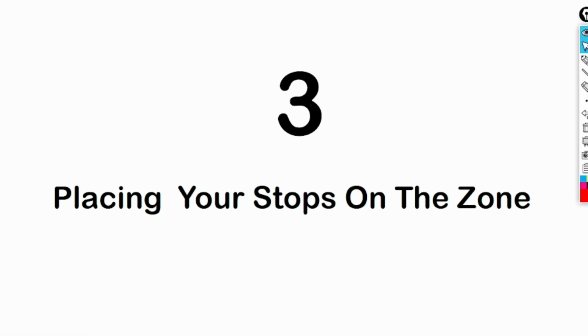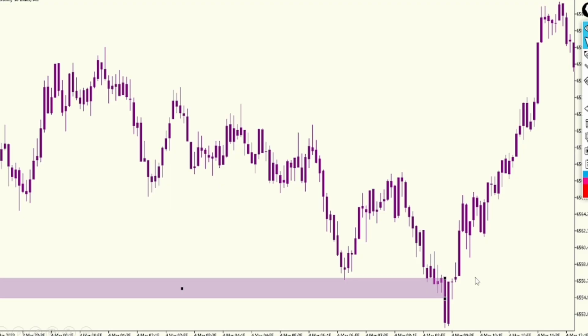Mistake number 3 is placing your stops in the zone. This is a very common mistake, and let me show you how this happens. So let's say you see the market reacting on this zone right here. You see the market reacting here, pulls up again, and then now it comes back into this zone, and now you want to buy here. You see your indecision candles right here, and then you buy, right?